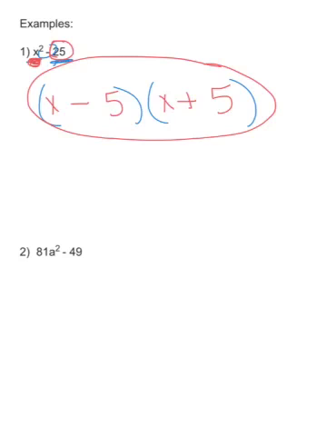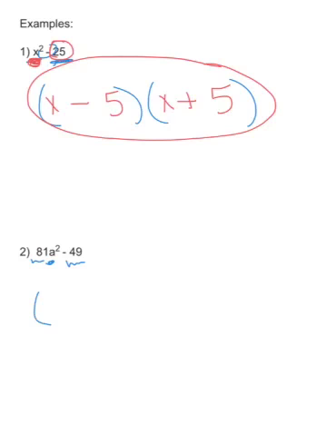So let's try the second one. So we have 81a squared minus 49. So same thing, we're going to check for greatest common factor between 81 and 49, and there's not anything other than 1. So we're going to check for square roots, and you can take the square root of 81, which is 9. You can take the square root of 49, which is 7, and you can take half of a squared.